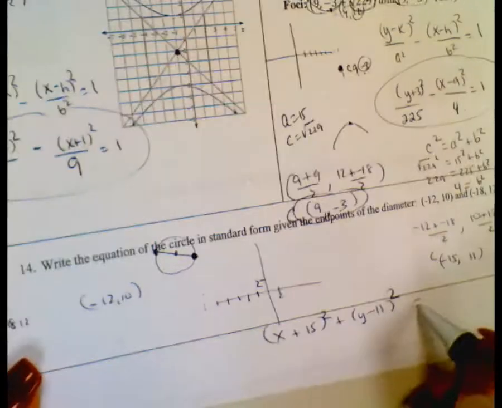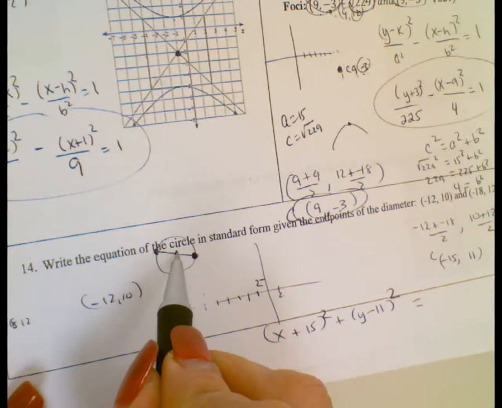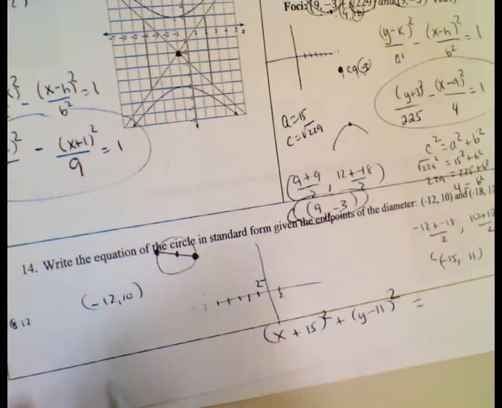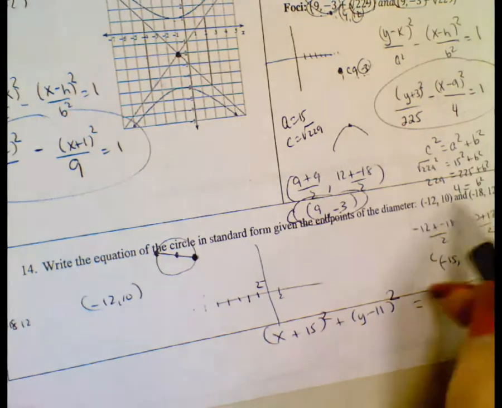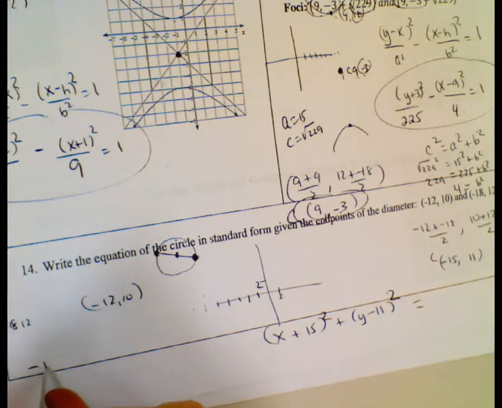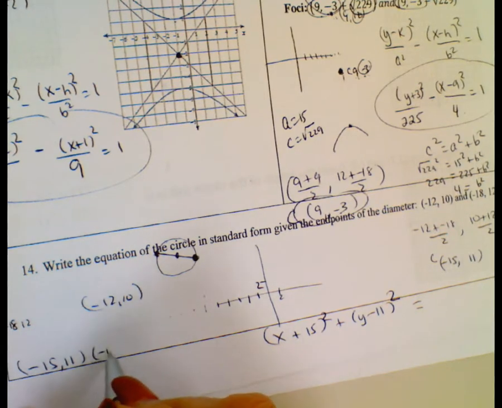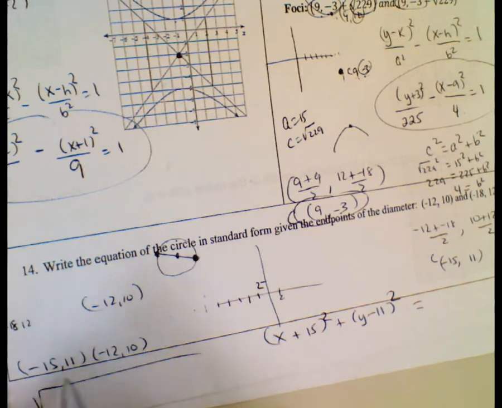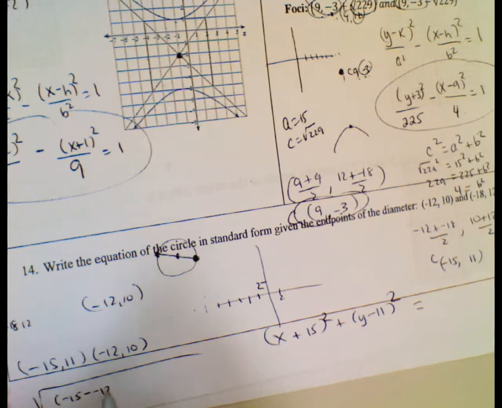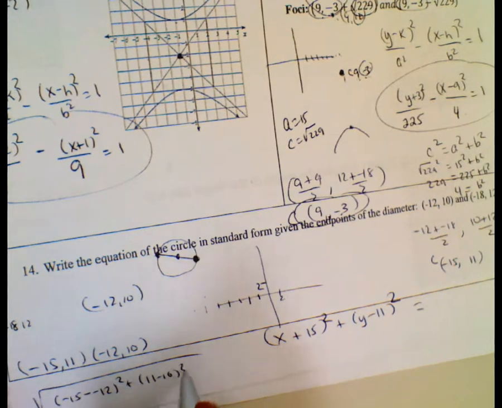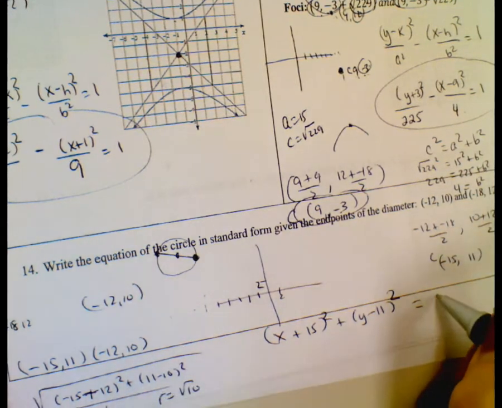That's what we have so far, and now we just need a radius. The radius is the distance from negative 15, 11 to either one of these points. Or you could do the distance of these 2 points and cut it in half. But I'm just going to use negative 15, 11, which is my center. And I'm going to use negative 12, 10, and I'm going to use the distance formula. So negative 15 minus negative 12 squared plus 11 minus 10 squared is negative 3 squared, which is 9, and that's 1 squared, which is 1, so it's the square root of 10. That is your radius. So if you did radical 10 squared, it would be 10, and that should be your answer.